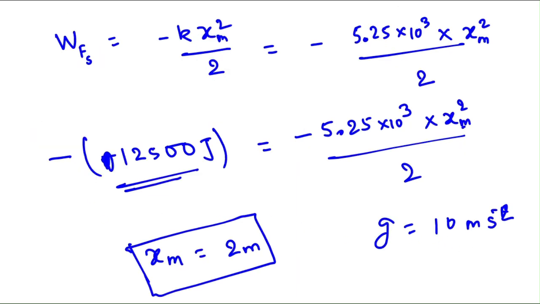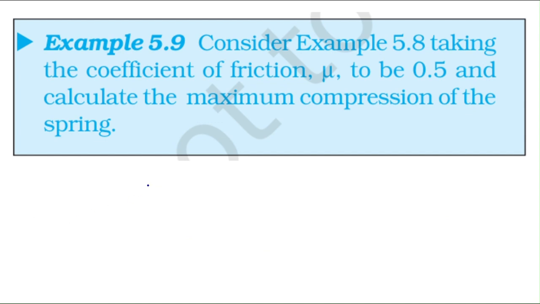Now moving to the next example, which is 5.9, and it is related to the previous one. What is it saying? Consider example 5.8 taking the coefficient of friction mu to be 0.5. Now they have introduced friction, and we have to calculate the maximum compression of the spring. So let me redraw it.